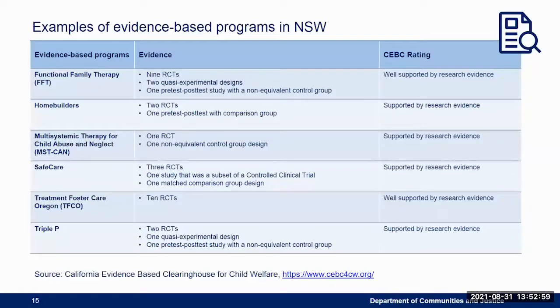Now, as you can see, the 2 programs that have the highest rating are Functional Family Therapy and Treatment Foster Care Oregon, so it's well supported. These programs are supported by quite a lot of studies: 9 RCTs, 2 quasi-experimental studies, and 1 pre and post-test study for Functional Family Therapy, and 10 RCTs for Treatment Foster Care Oregon. These programs have been around for a really long time, so there's been time to develop the evidence base.